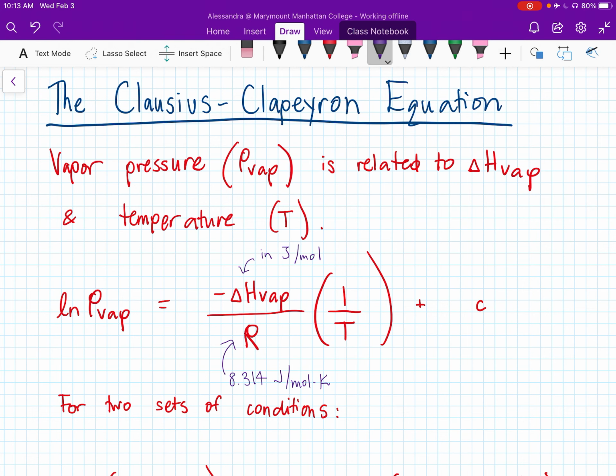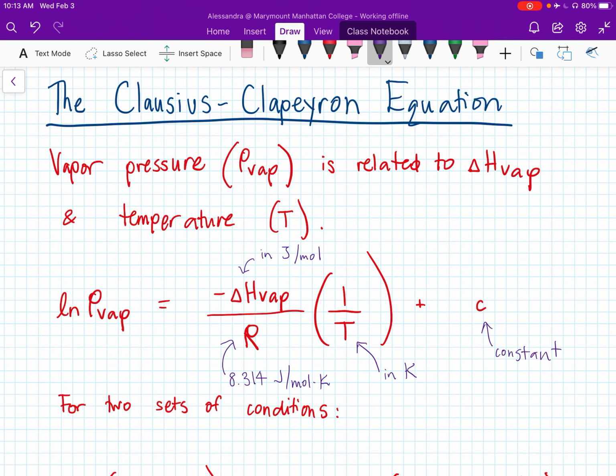So the natural log of the vapor pressure is equal to the negative delta H vap over R times 1 over T plus a constant. Now, who knows what this constant is? Nobody knows what it is, so I'll talk about that in just a second. The temperature, in this case it's reciprocal temperature, you want to make sure that your T is always going to be in Kelvin because you need it to cancel out with the units of R. So the temperature must always be in Kelvin.